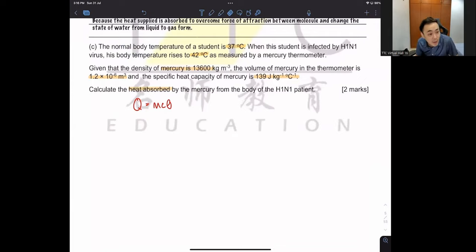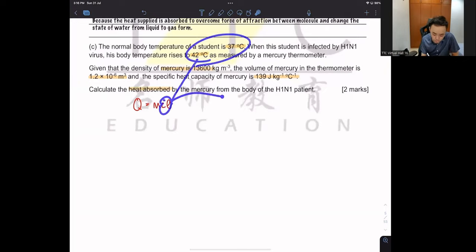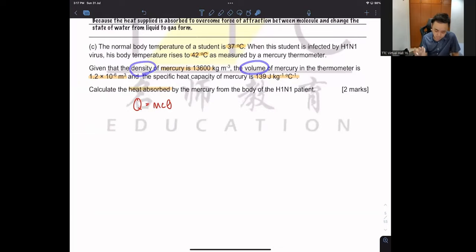Now, let's see what we have. You want to find Q, so you must have M, C, and theta. Do we have them? Theta, we have it, because theta is the change in temperature. C is also given to you, the specific heat capacity of mercury. But there's one problem here: you don't have the mass. Why? Because they give you the density and the volume, but no mass.